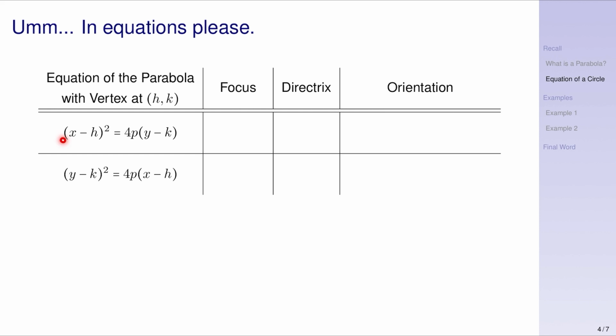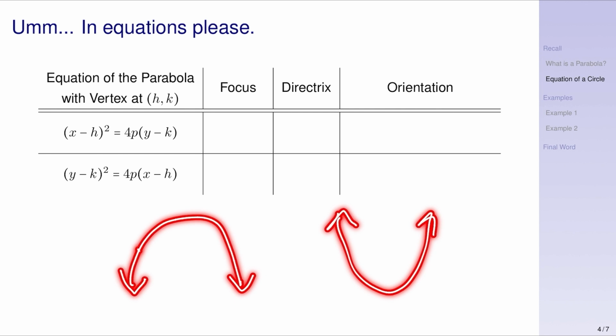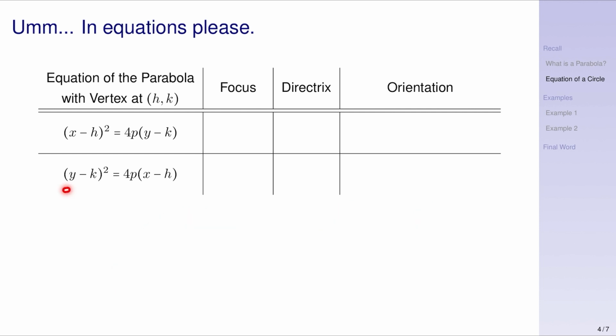Also take note that here the squared variable is x, so you expect that this is an equation for a parabola that opens like this or this, since this would have two x values for just one y value, and this would also have two x values for just one y value. The same idea applies for this. One more thing to take note of is that (h, k) represents the vertex.